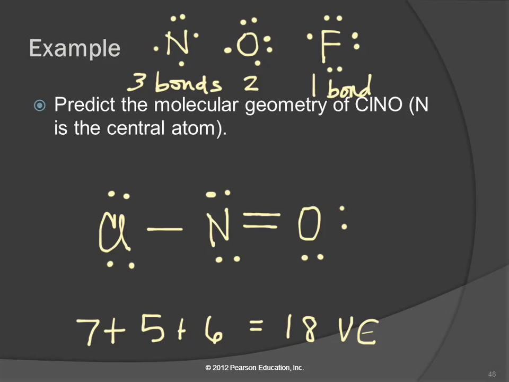Now look, how many bonds does nitrogen have? It's got 3, right? 2 on one side in a double bond, and 1 on the other. That's what nitrogen likes to do. There are exceptions, but nitrogen tends to form 3 bonds, oxygen tends to form 2, and all the halogens tend to form 1. So here's our Lewis structure.